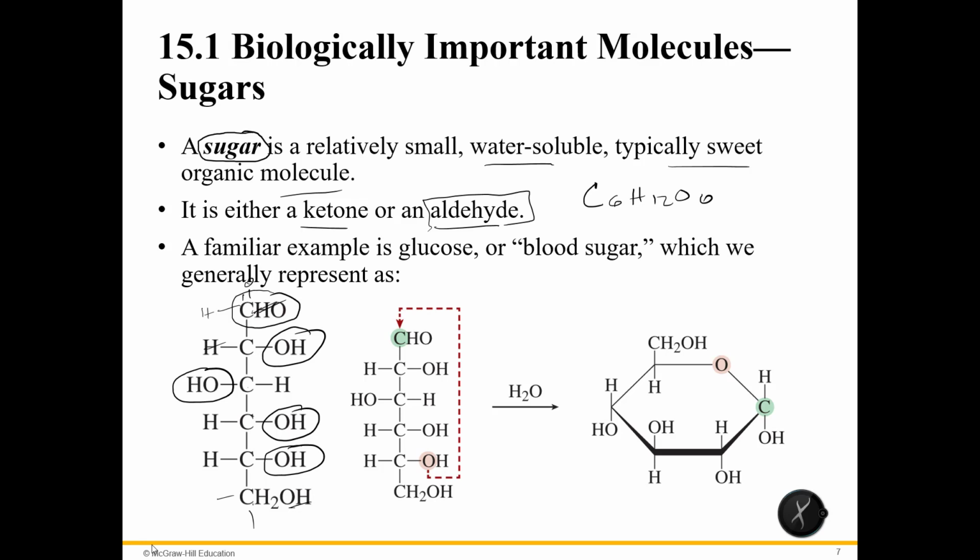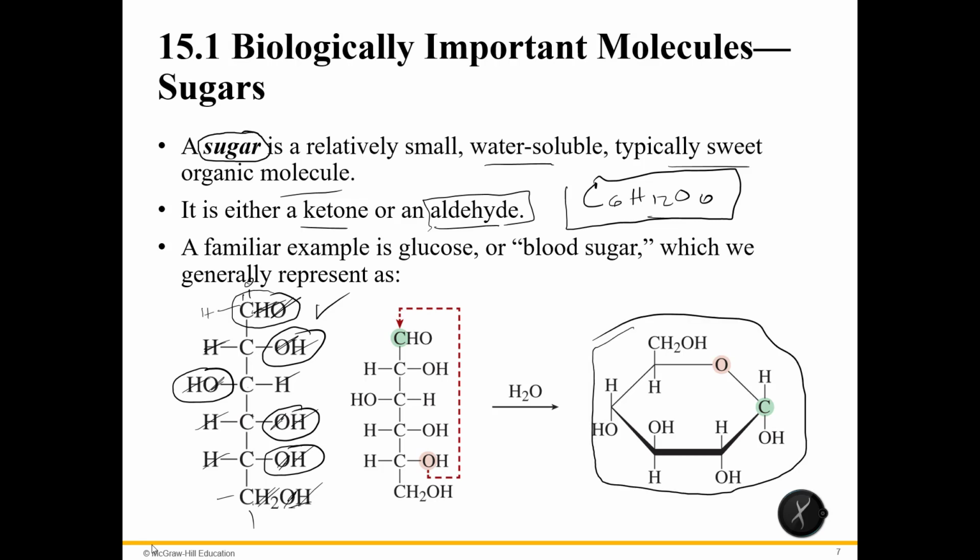Let's see if that works out. We got 1 hydrogen, 2, 3, 4, 5, 6, 7, 8, 9, 10, 11, 12. There's where we get to 12. And then 6 oxygen. 1, 2, 3, 4, 5, 6. So this is the chemical formula. This is the structural formula. And the thing about a sugar is it can bond with itself, and then we get, in water, this type of sugar, a monosaccharide.